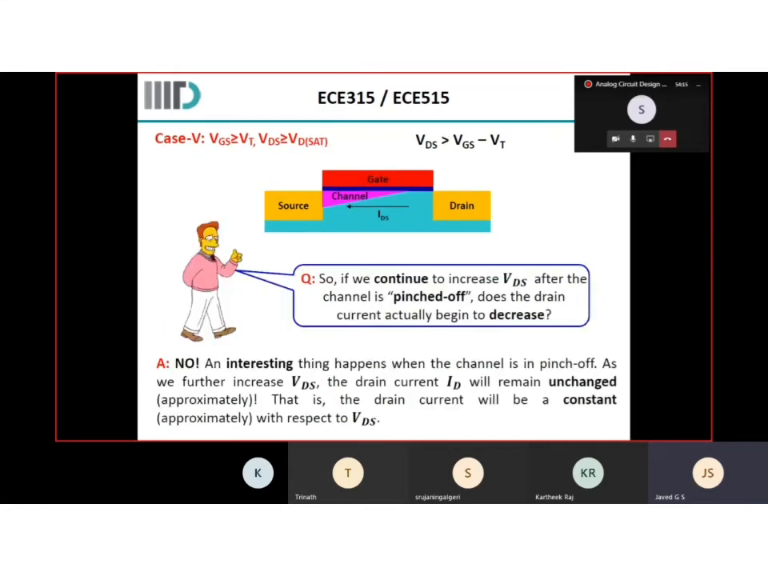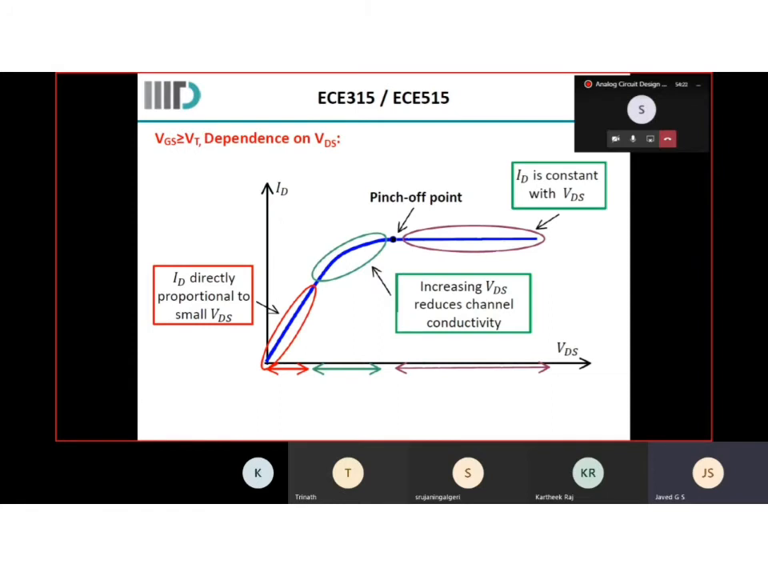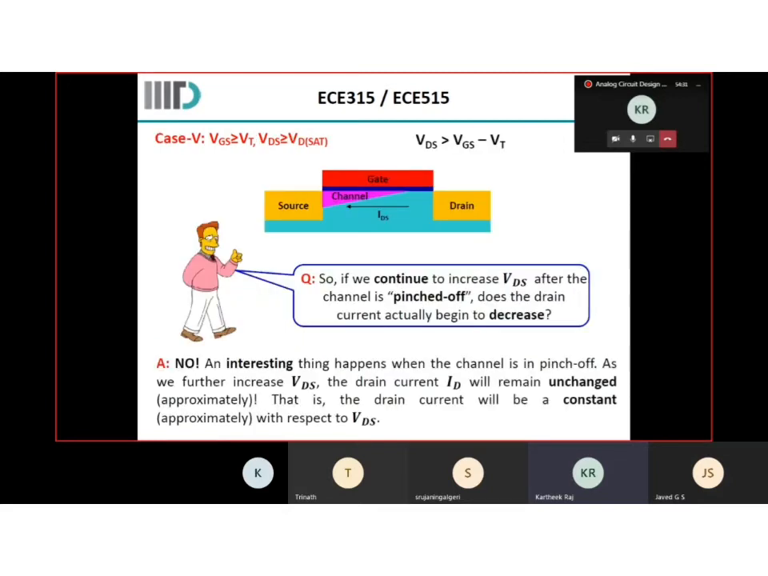Now looking at this particular graph, you now understand what the pinch off point was. I still have that one in the saturation region, where at the source side the channel layer is much more than at the drain side. Can you explain the reasoning behind that?